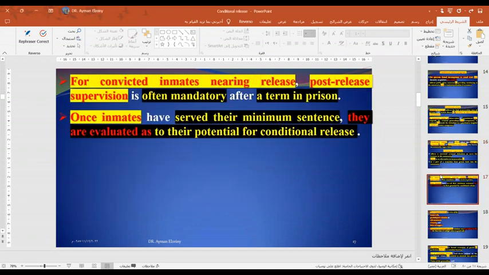So, for convicted inmates nearing release, post-release supervision is often mandatory after a term in prison. Mandatory in such regard under certain conditions, not mandatory to probation officers or the relevant authority. Once inmates have served the minimum sentence, they are evaluated as to their potential for or qualification for conditional release.